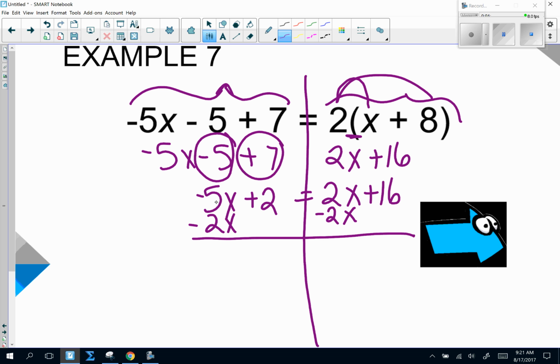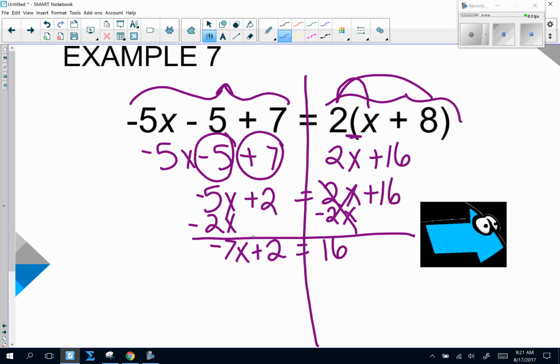So I have negative 5x minus 2x is negative 7x. I'm going to bring down that positive 2 equals 2x minus 2x adds up to 0, so I get to cross them out. And then I got to bring down my positive 16.